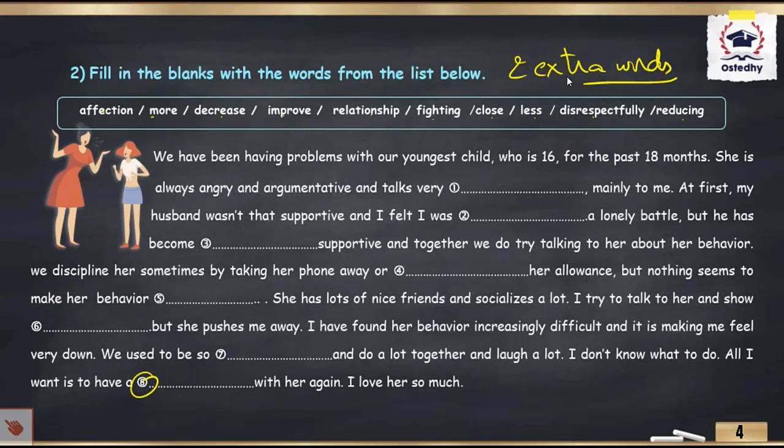Okay. Great. Now let's have somebody. So Rodina, please, would you like to read number 1? We have been having problems with our youngest child, who is 16, for the past 18 months. Yes. She is always angry and argumentative and talks very disrespectfully.